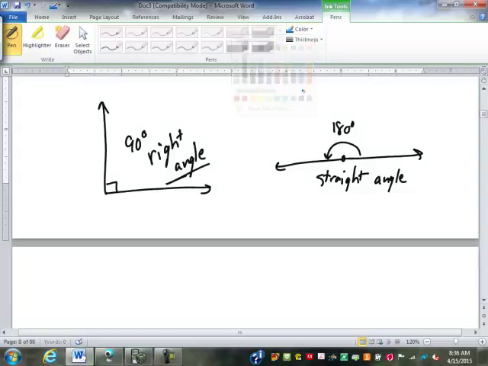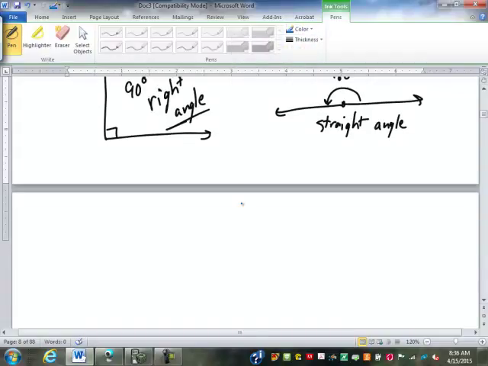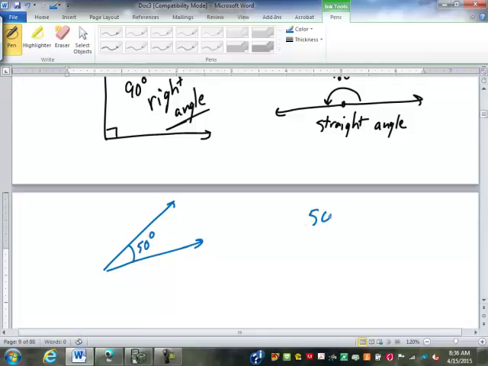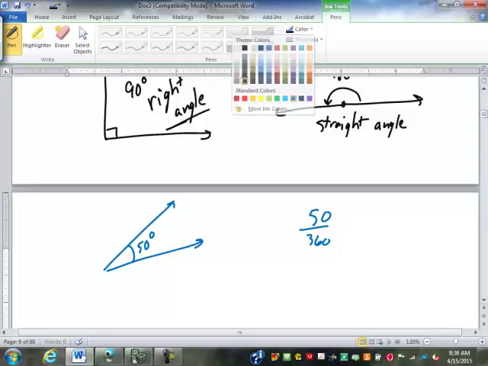All other angles outside of those standard fractions, 1/2, 1/4, or full circle, are basically a fraction of a circle. If I look at this angle and I say that it is 50 degrees, what that's saying is that that angle is 50/360ths of a full circle, defining 360 to be a complete circle or complete turn.